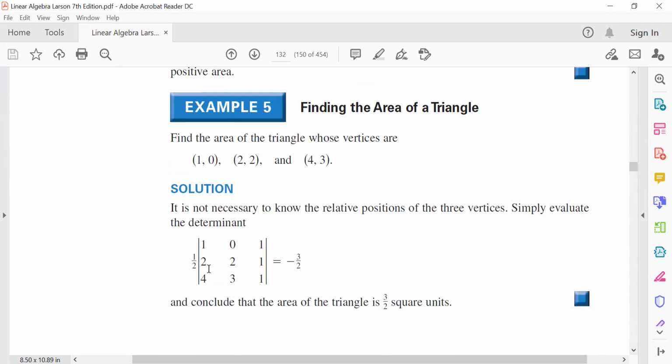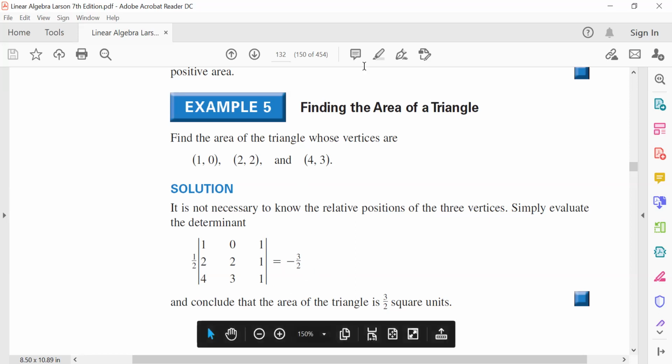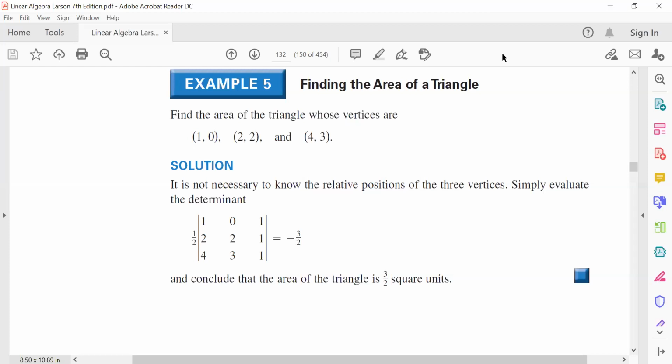By the way, the order in which you list the points will make it positive or negative, because when you switch the rows of a matrix, it makes the determinant positive or negative. So it doesn't really matter what order you put everything in, because if you get a positive number, great. If you get a negative number, just make it positive. But you're always going to get the same actual number. That's what I'm trying to say. It may be positive, it may be negative, but you'll get the right number.